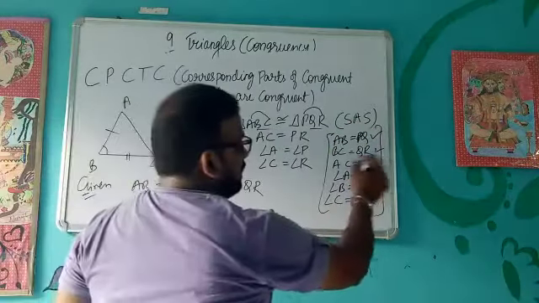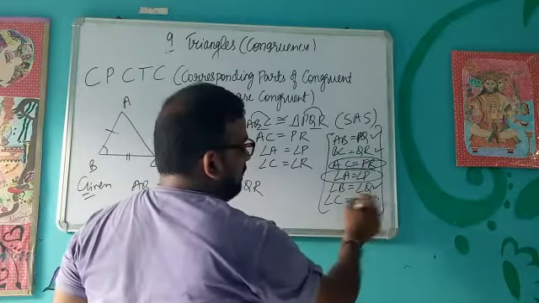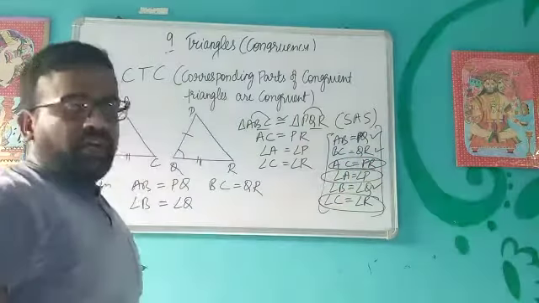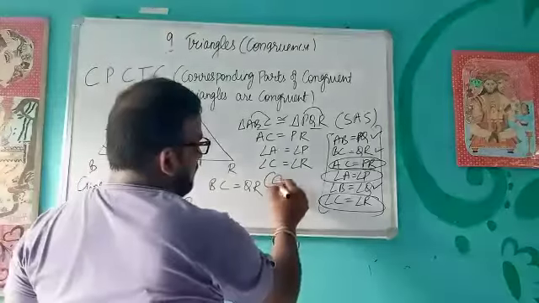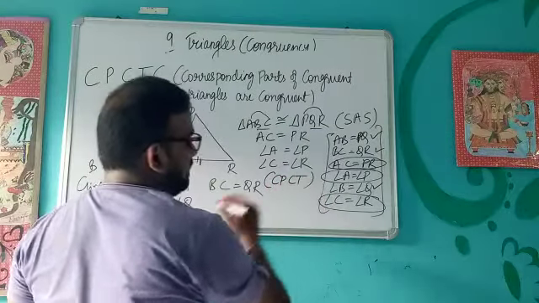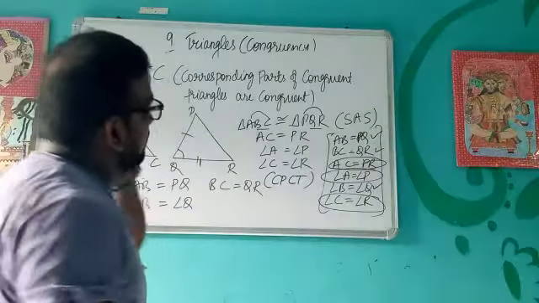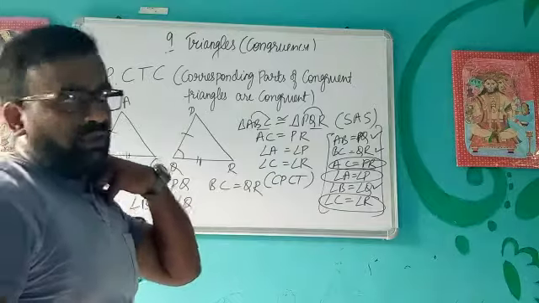The remaining parts which are left automatically become equal to each other. And what can we write it as? We can write it as CPCT. That is, corresponding parts of congruent triangles are congruent to each other.